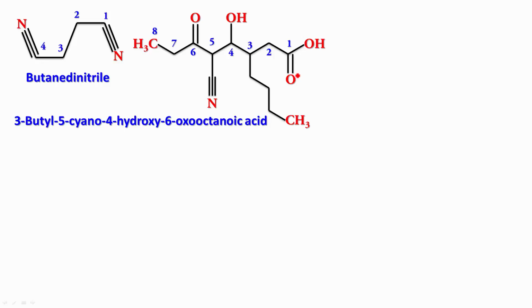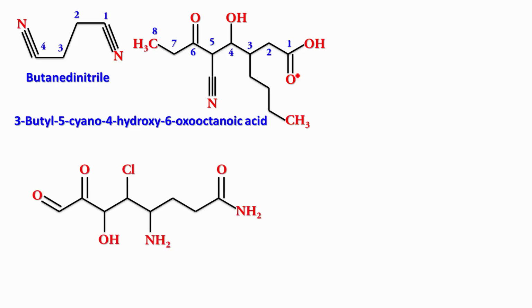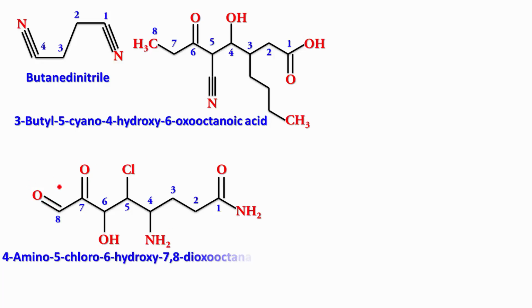Alright, try this one. You have aldehyde, you have ketone, you have alcohol, you have amide. Amide wins. So numbering 1, 2, 3, 4, 5, 6, 7, 8. So it's going to be octanamide. And then you have all the prefixes you want. You got amino, hydroxy, chloro, 2 oxos. 4-amino, 5-chloro, 6-hydroxy, 7,8-dioxooctanamide.